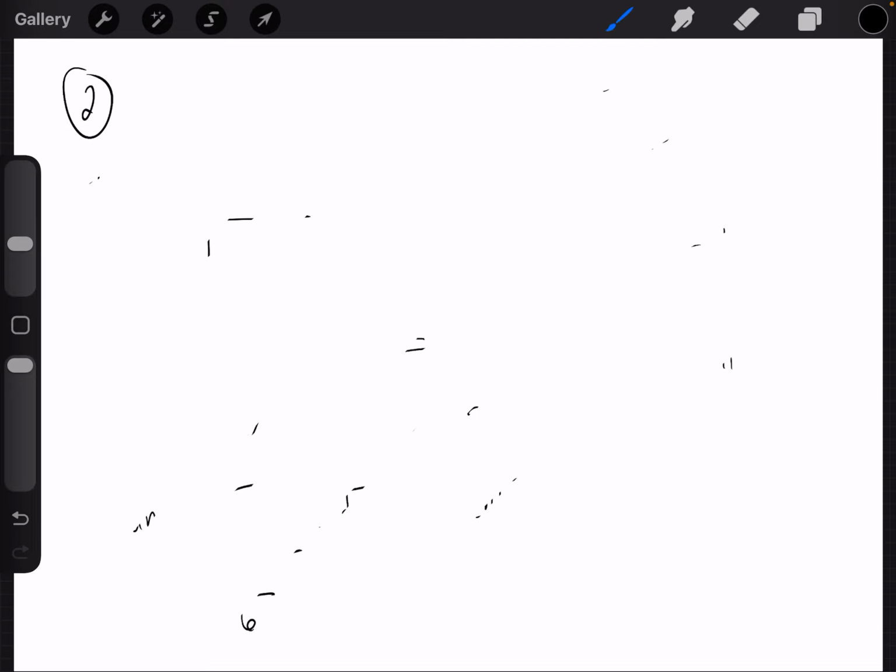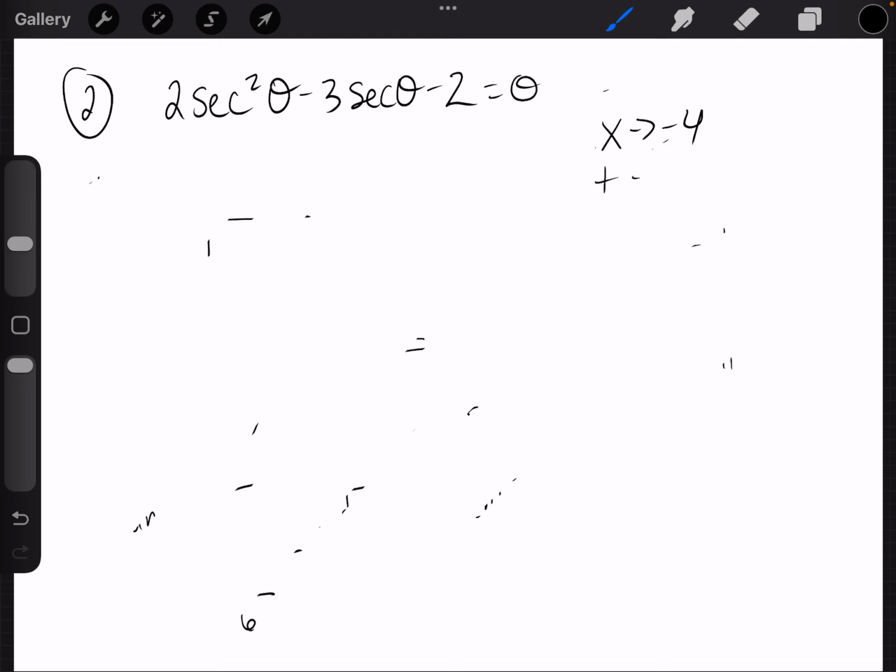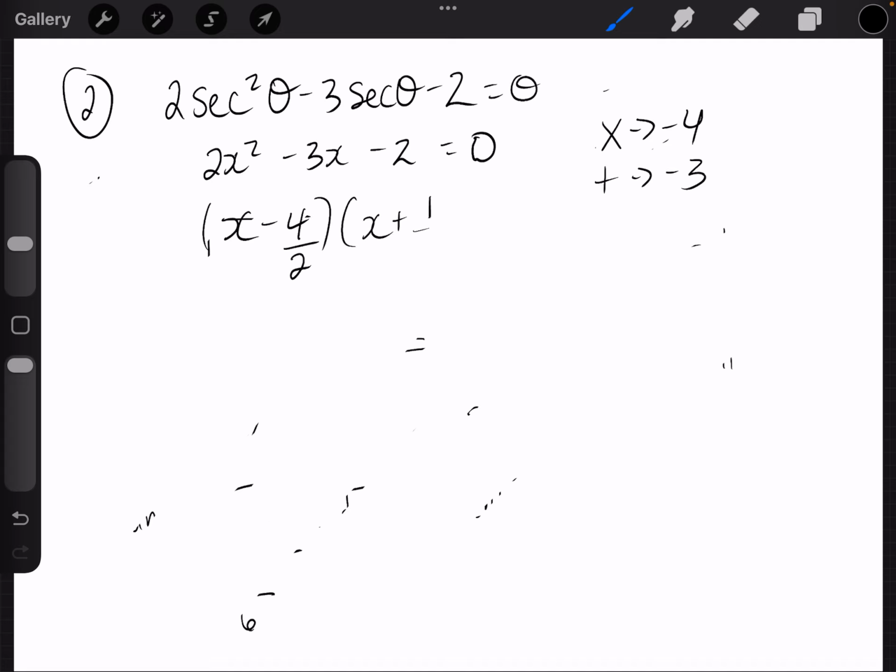Question 2. It was the exact same as the other one. The only difference was that I had a minus 3 secant theta instead of a plus 3 secant theta. So same thing, multiplies to give me negative 4, adds to give me negative 3. If I took this and broke it up into my quadratic, which I like a little bit more, then I would get x minus 4 over 2, x plus 1 over 2 equals 0.